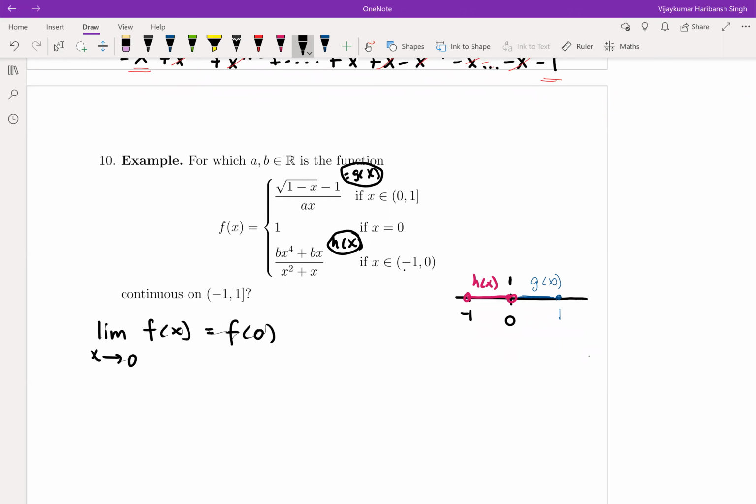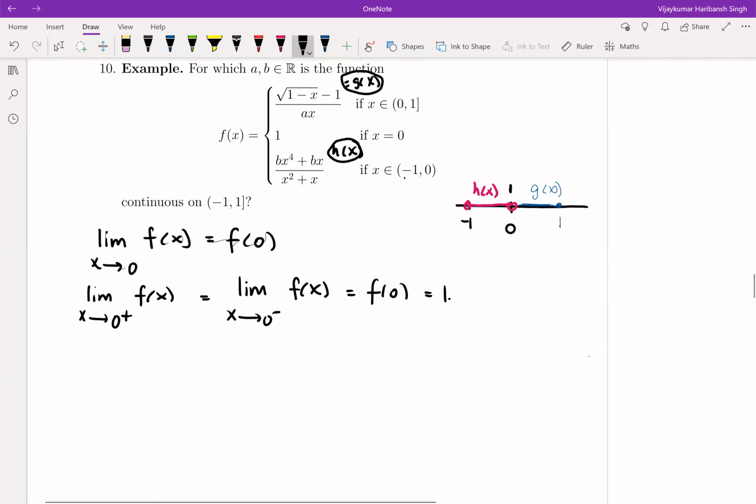Since on both sides of 0 the function is defined differently, we'll have to take a left-hand limit and a right-hand limit. So the limit at 0 being continuous is the same as saying the limit as x goes to 0 plus of f of x should be the same as the limit as x goes to 0 minus of f of x. That should be f of 0, and well, that is 1 to us.